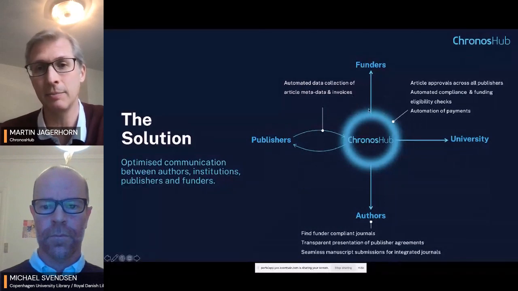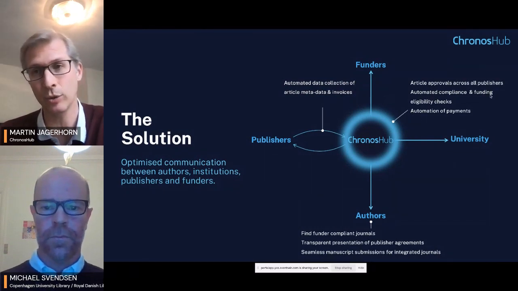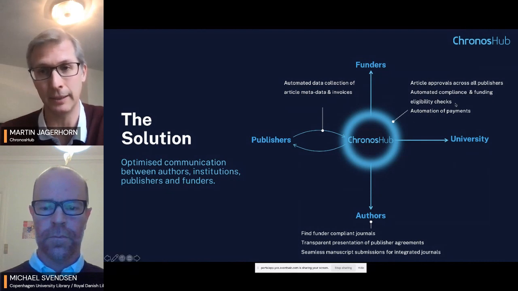And this means, as we collect this data and structure it in this way, we can automate all these kinds of checks for compliance with different policies, and also automate the checks for funding eligibility. In addition to that, we work with a deposit account that the university can use to pay for these APCs across all publishers.